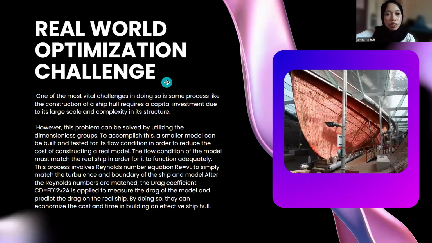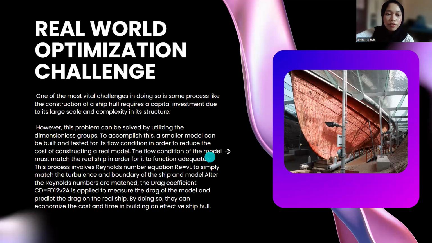So for the real-world optimization challenge, one of the most vital challenges for engineers is some process like the construction of a ship hull that, based on the picture provided in the slide, requires a capital investment due to its large scale and complexity in its structure. However, these problems can be solved by utilizing the dimensionless group. To accomplish this, a smaller model can be built first and tested for its flow condition in order to reduce the cost of constructing the real ship hull.